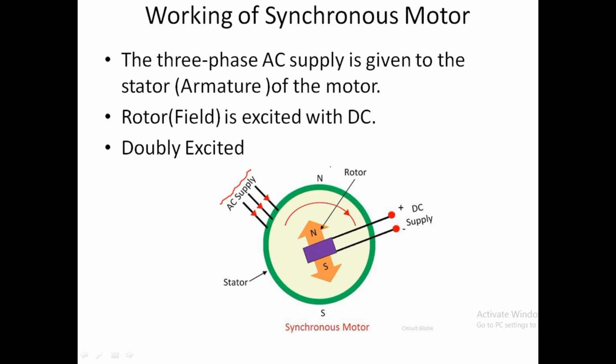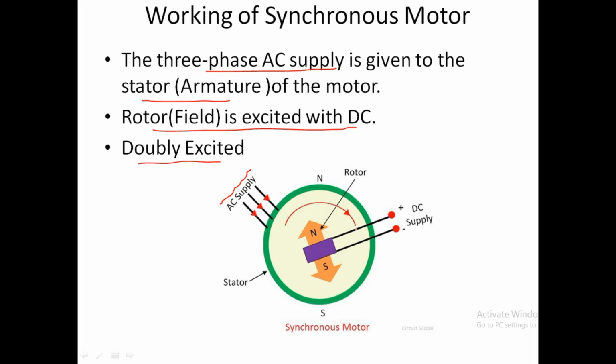If both these are satisfied, we know that a rotating magnetic field will be produced. You may have studied the rotating magnetic field in the case of induction motors, so I am not discussing how it is created. Now the stator is given the three-phase AC supply, and the rotor is excited with DC. Since it is a synchronous machine, generally we give DC supply to the field winding, so we are giving a DC supply to the rotor, to the field winding.